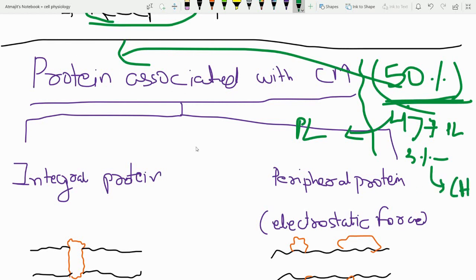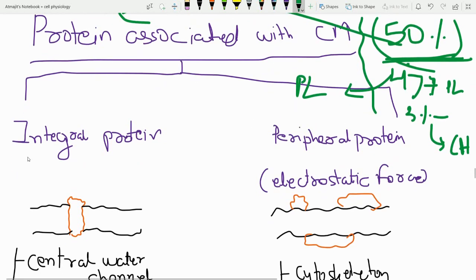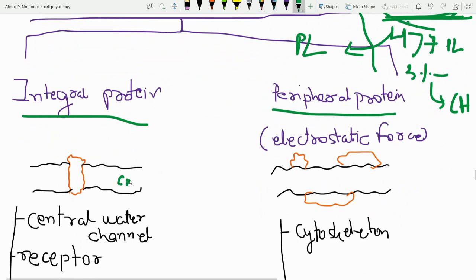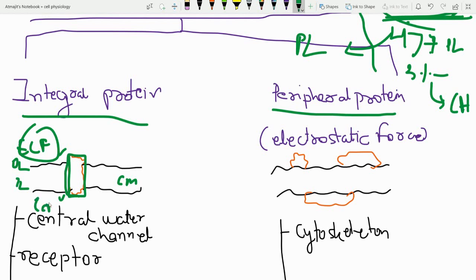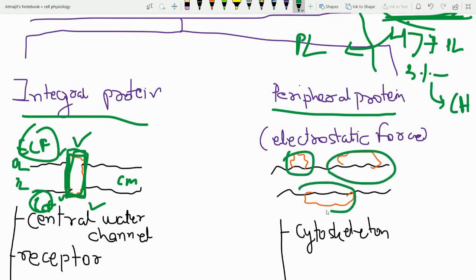The proteins are mainly divided into two parts, integral protein and peripheral protein. Here, if these blocks are the cell membrane, then this is an integral protein. It occupies the space from one side of the cell membrane to the other. These are the outer leaflet and inner leaflet, extracellular fluid this side and intracellular fluid this side. So integral proteins occupy space from one side to another, but peripheral proteins are just either outside or inside of the cell membrane.